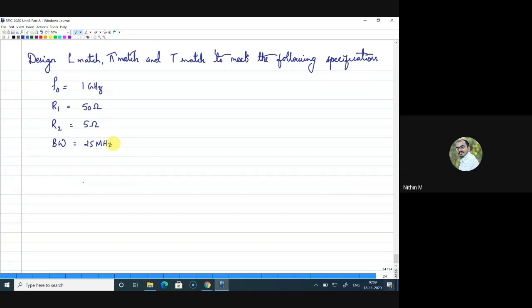All right, so you are asked to design the L match, pi match, and T match. Let us design the L match and pi match, and then we'll go for the dual of the pi match. I request all of you to try this question out. First for the L match, let us arrive at the numerical values. We'll see the Cadence simulation and see whether we are getting the same results. And similarly, we'll proceed with the pi match and T match also.